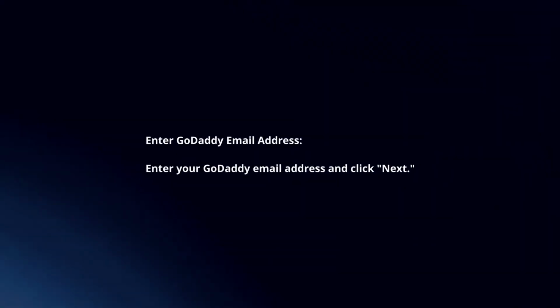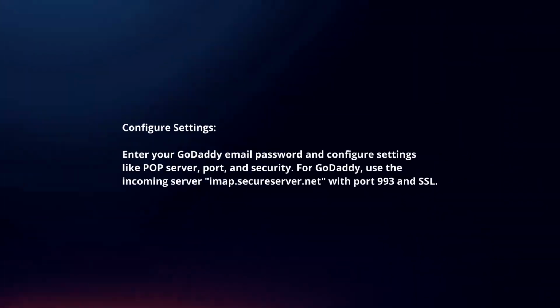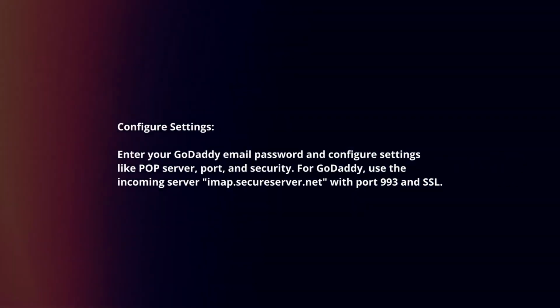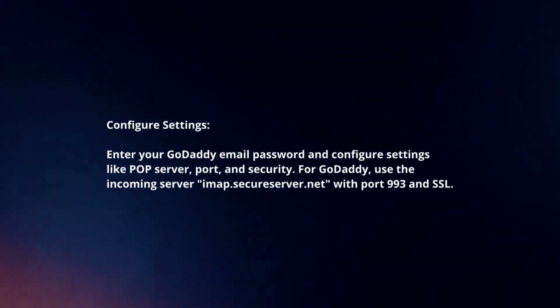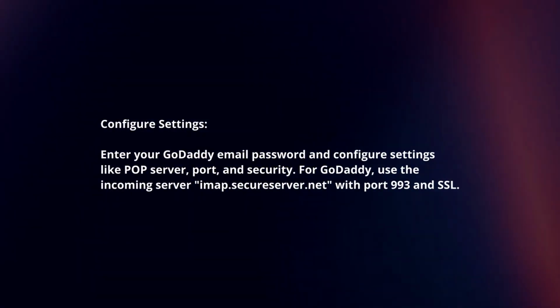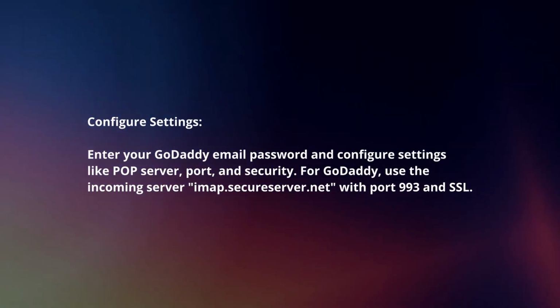Enter GoDaddy email address. Enter your GoDaddy email address and click Next. Configure settings. Enter your GoDaddy email password and configure settings like POP server, port, and security. For GoDaddy, use the incoming server imap.secureserver.net with port 993 and SSL.